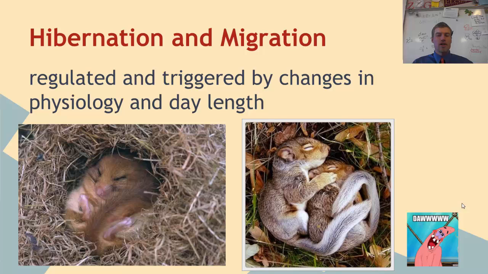Hibernation and migration are some other examples of things that are regulated by changes in physiology and day length. There are some organisms that are obligate hibernators, where if you were to put them into a 24-hour light cycle, they would still hibernate at some point, even if they had the exact same day-night times. But in general, hibernation is kind of triggered by shortening of the days. Also, temperature changes can have some sort of impact there as well.